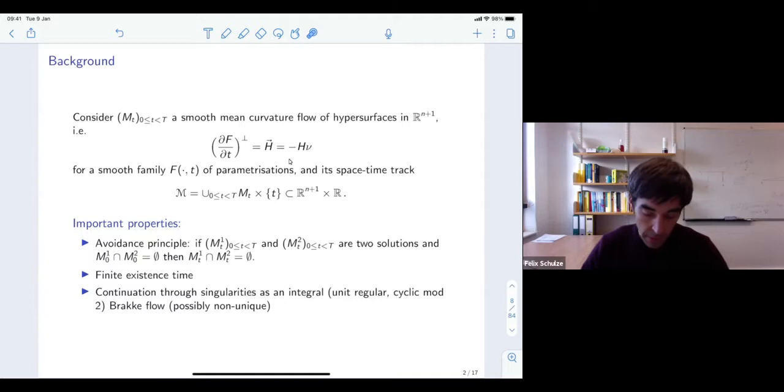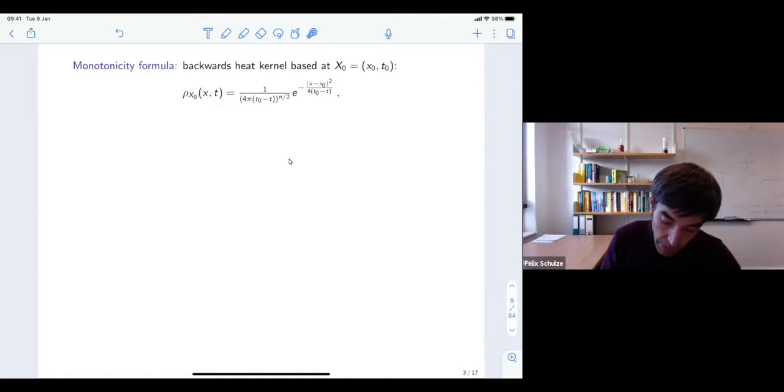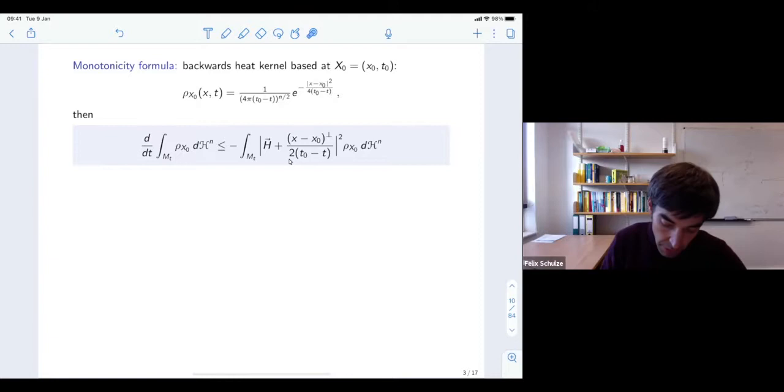Okay, so to understand singularities, one of the main tools here in mean curvature flow is Huisken's monotonicity formula. And I guess everyone has seen this. You take the backwards heat kernel, where you scale the factor in front to the dimension of the evolving surface. So this is a heat kernel which at the point x0, t0 in space-time, and the space-time picture is helpful here, concentrates more or less to a delta function. And what you then look at is you integrate this backwards heat kernel. Now you have a time t prior to time t0, you integrate this over your surface, so this gives you a function in time t.